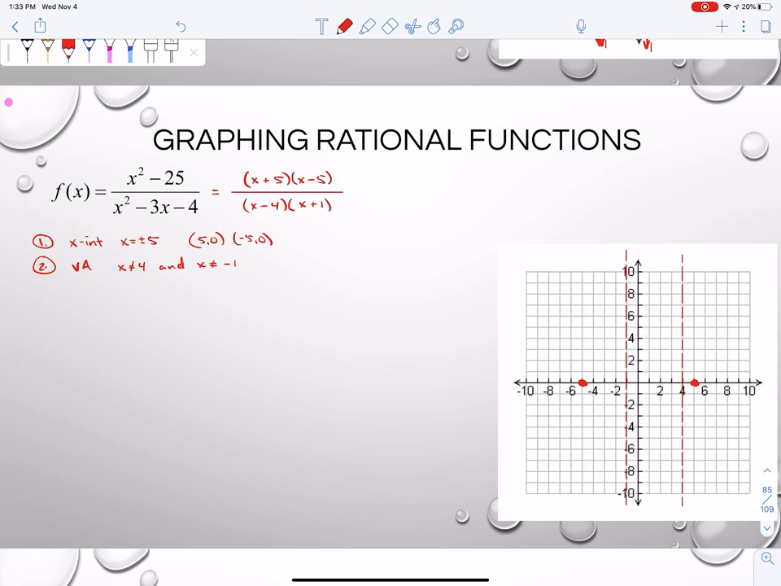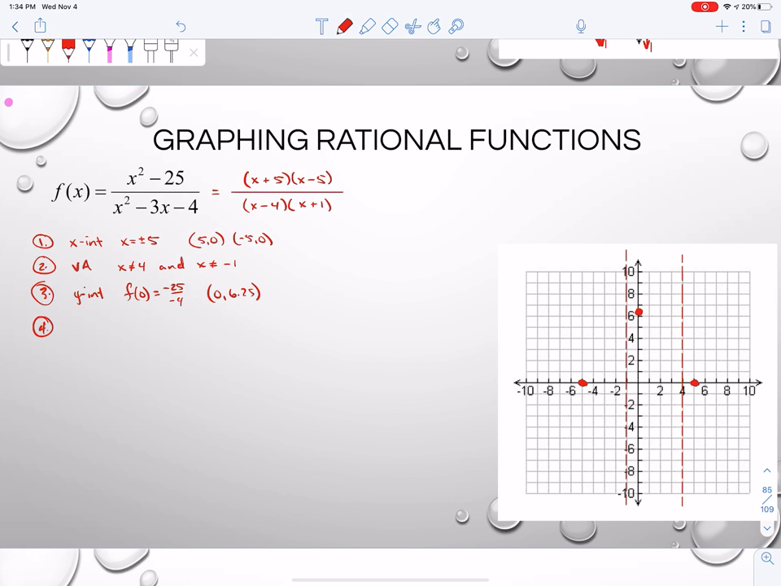All right, step number 3 then, we're going to find my y-intercept. So f of 0, it's going to be the ratio of the trailing coefficients, so negative 25 over negative 4, which is going to be 6.25. So we're going to have 0 and positive 6.25. So I'm going to have a y-intercept somewhere right about here.